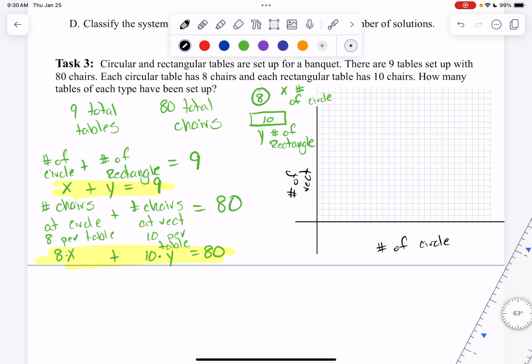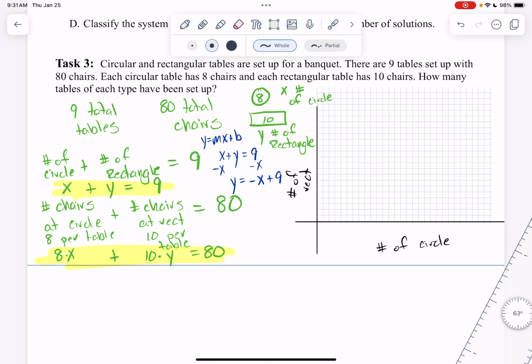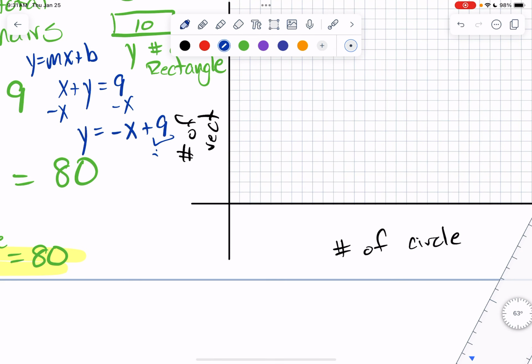Okay, so I need to graph these. First I need to graph X plus Y equals 9. There are lots of different ways to do it. I want to rewrite it as Y equals MX plus B, so I'm going to subtract the X from both sides. Negative X plus 9. So y-intercept of 9. Here's my y-intercept, and my slope would be negative 1 over 1. Y-intercept of 9: 1, 2, 3, 4, 5, 6, 7, 8, 9. Down 1 over 1, down 1 over 1. I'm just going to keep continuing this across.